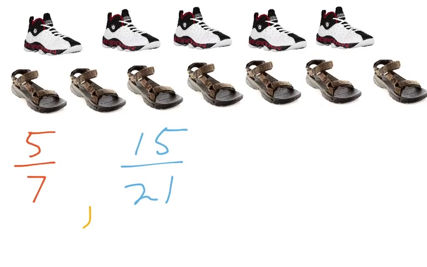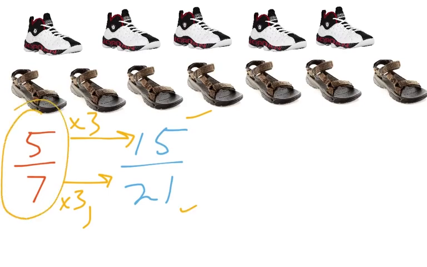Now, if you're thinking of equivalent fractions, you're kind of on the right track. If I look at a comparison here between these and these, kind of what looked like numerator denominator, if you multiply each of these by 3, then I believe this equals 15 and this equals 21. So if I had one ratio that was a 5 to 7, 5 basketball shoes to 7 sandals, an equivalent ratio would be 15 basketball shoes to 21 sandals.